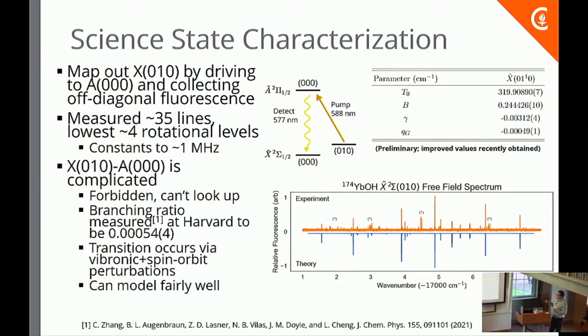By the way, if you were paying attention to Lan's tables, this was measured. This branching ratio was measured at Harvard. It's very small, but not 0. The transition occurs via vibronic and spin-orbit perturbations, exactly like Lan was talking about yesterday. So we implemented a model like that, including the full rotational, fine, and hyperfine structure, and can model this spectrum pretty well.